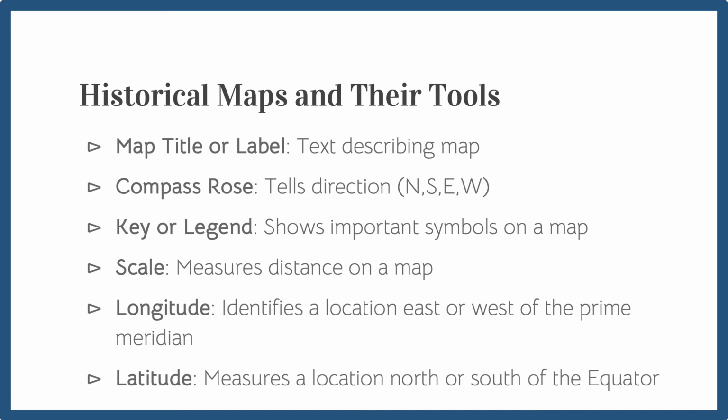Then we have the key or legend. A map key or legend is a table or section of the map that shows important symbols. When you see a symbol on the map that you don't know, you'll get the key to define it. Many times, the scale will be located in or near the key.